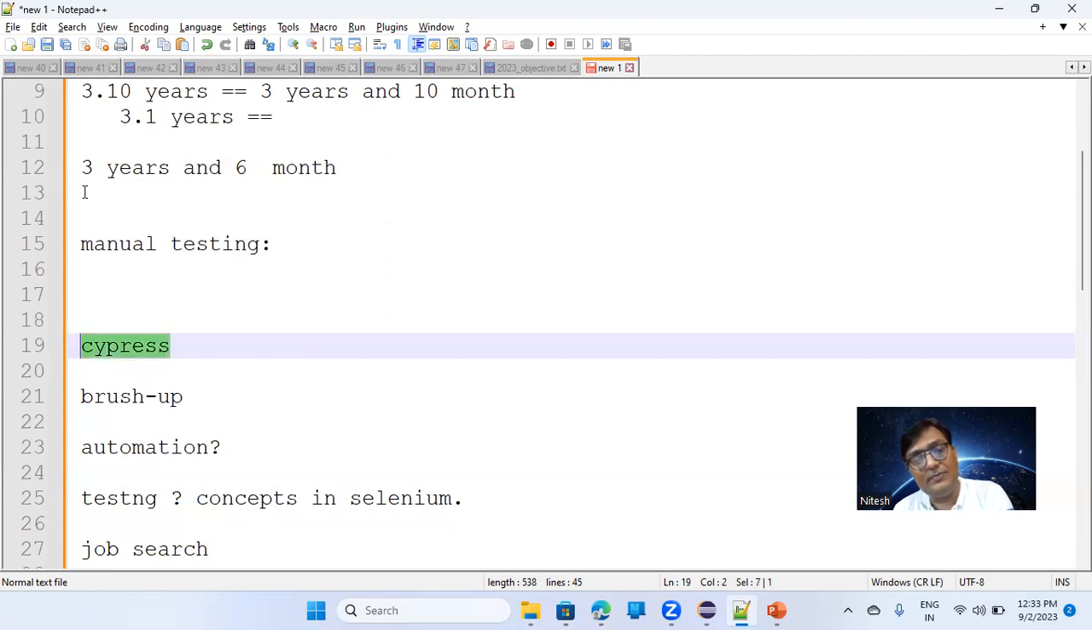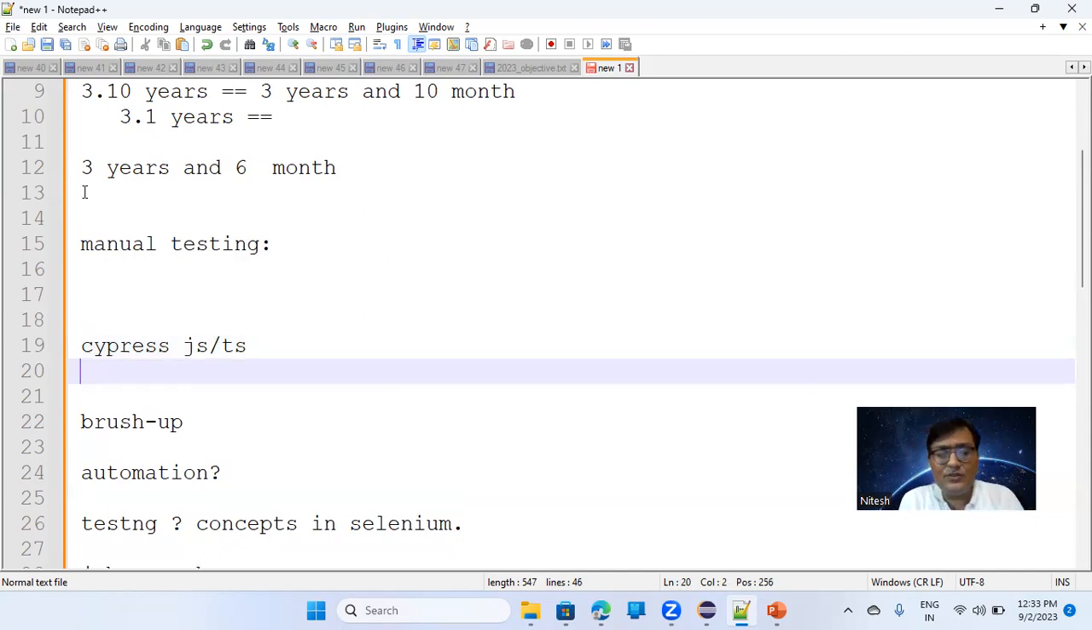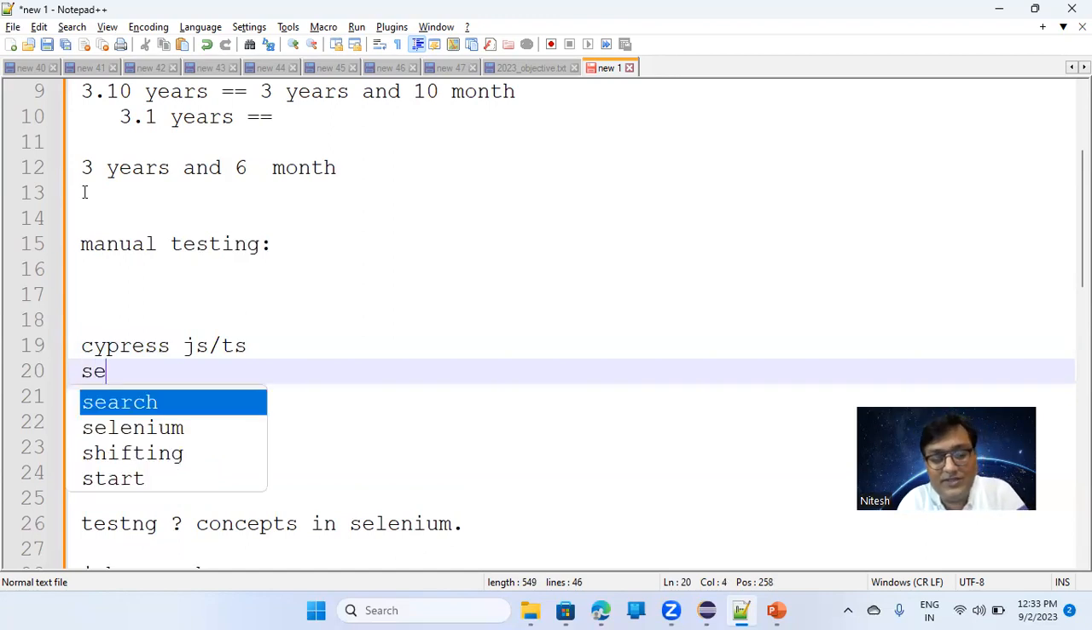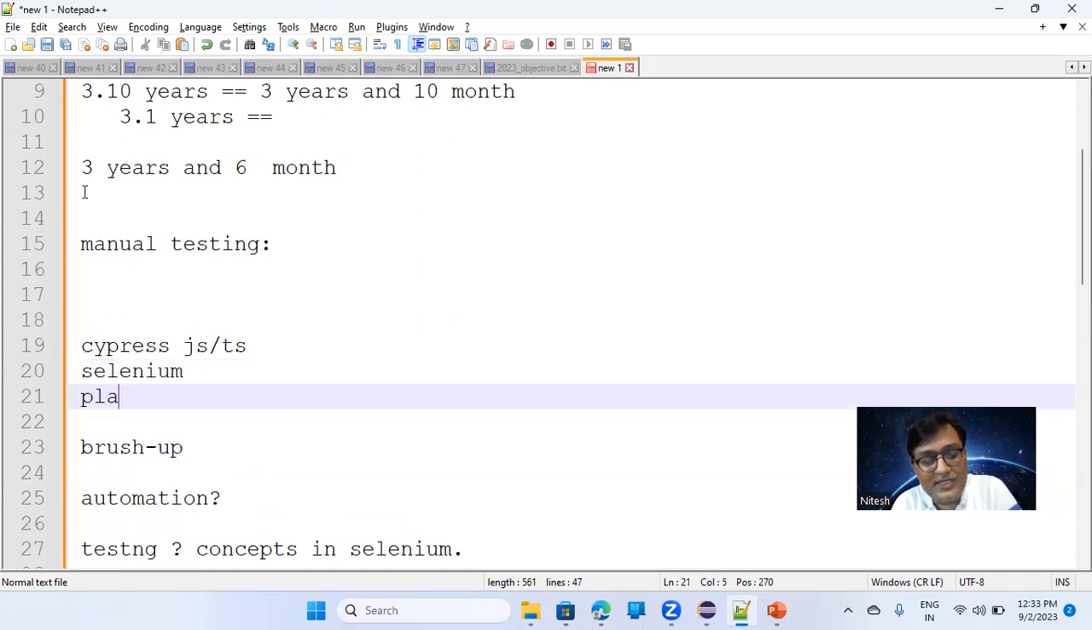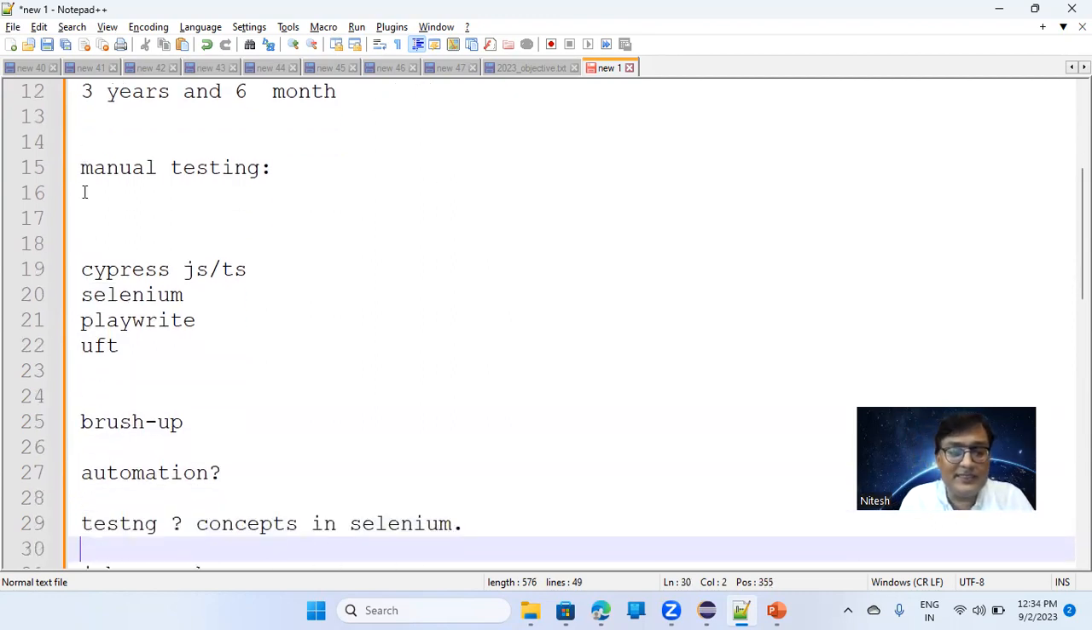Now the question is about Cypress. This is a tool based on JavaScript and TypeScript. You can write your code in JavaScript and TypeScript, and you can execute your UI automation code and API testing also through Cypress. Now, there are different tools, but mostly what we have heard about is Selenium. We heard about, let's say, Playwright, right? You must have heard about it. Or UFT, Ranorex. And there are tools which are codeless or low-code tools, right? So you can use some licensed or paid tool to automate your test cases.